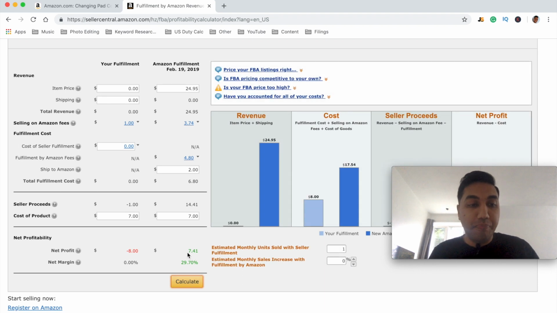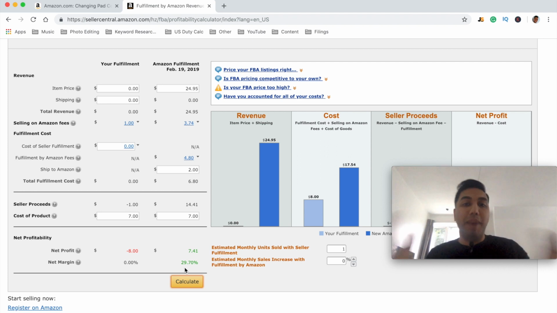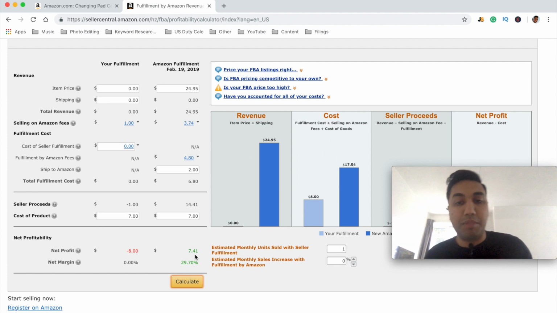So as you can see, the net margin has actually dropped to $7.41, which can be acceptable dependent on how many units you think you're going to sell every month. And then the net margin is 29.7%, which is extremely close to 30%, which in my rule book is absolutely acceptable. Now, if you are in a situation where you've got $7.41, I would still try and find a product that will make you $10.